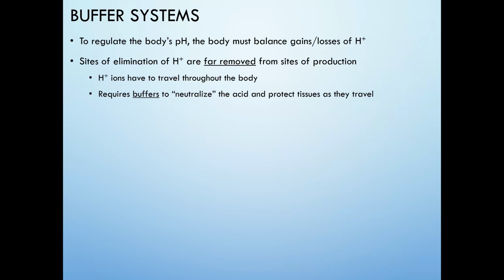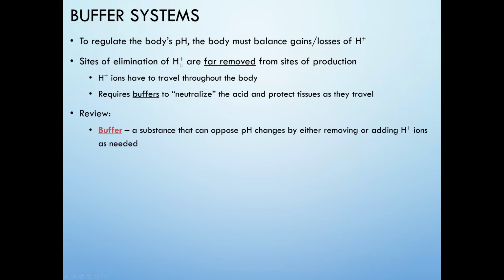So a buffer is a substance that can oppose pH changes by either removing or adding hydrogen ions as needed. So buffers help to keep the pH stable. That way, if you have a lot of hydrogen ions in your blood that you need to eliminate and you're sending them to the kidneys, in the meantime, you don't want the blood's pH to drop. And so the buffers help to prevent those pH changes until you can get rid of your excess hydrogen ions. So here is a graphical example.